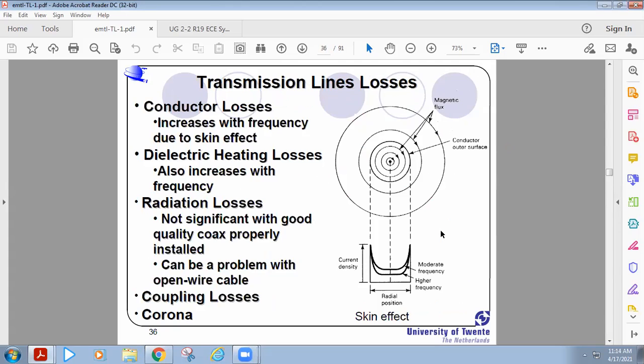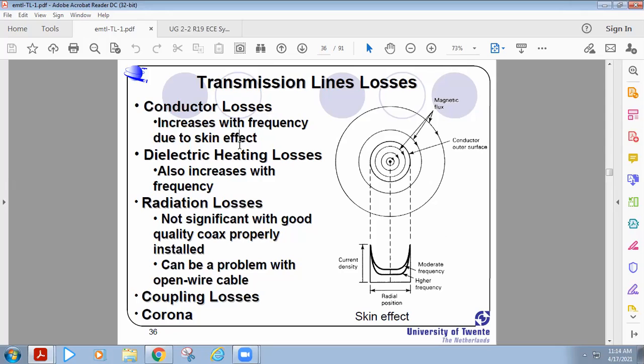What are the different losses that occur in a transmission line? What are the different possible losses? With respect to frequency, conductor losses increase with frequency. Whenever the frequency increases, losses also increase. How, we will see in the concept of electromagnetic waves. Because of the problem called skin effect, the losses increase with the frequency.